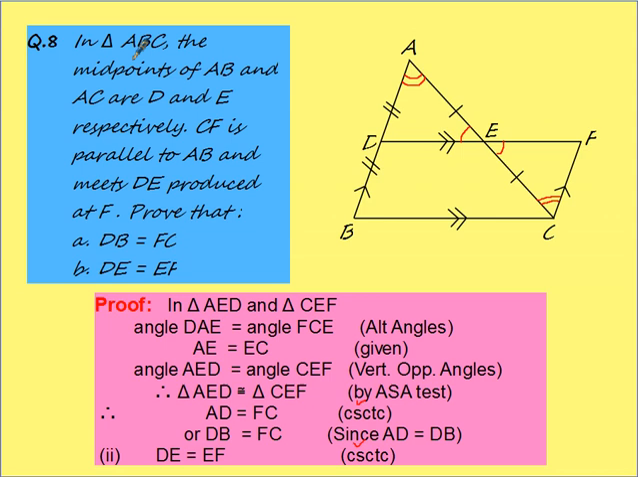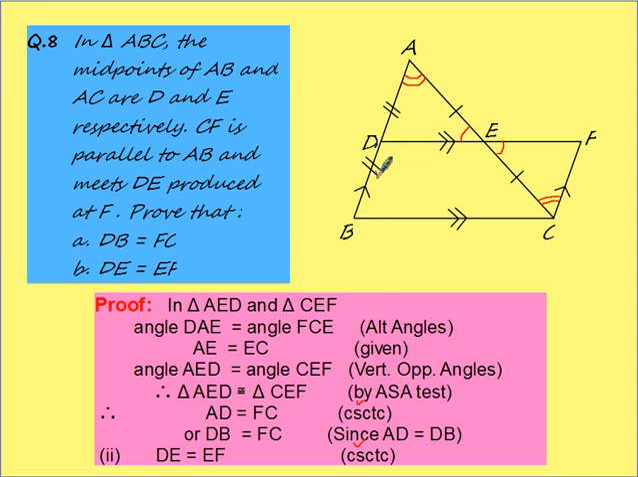See the figure, they say angle ABC. In triangle ABC, the midpoint of AB is D. D is the midpoint, so this is your D. So D is the midpoint of AB, so I have marked these two parts equal.